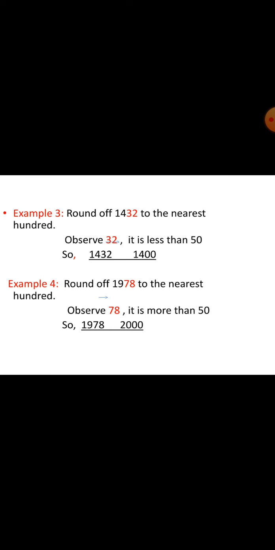Round off 1432 to the nearest 100. Okay, see, again our question is the same, that we have to round off to the nearest 100. But what I have changed is that I have taken a 4-digit number. Observe again the last two digits, which are 32. So the number is 32. Think, 32 is less than 50? Yes. So 1432 will be rounded off to the same 100.